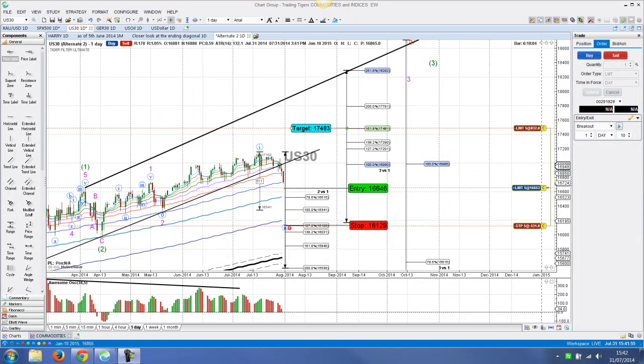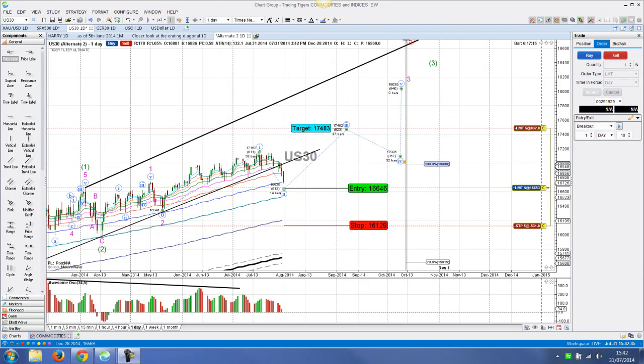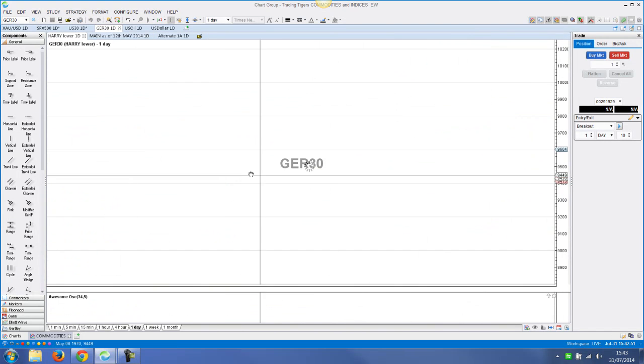So I put an entry right now for 16646. Price to come down, hit the Fibonacci level, and then bounce up for 17463. And the stop level is 161.29. So that is the US30 right now, folks. Let's now move to the German 30.